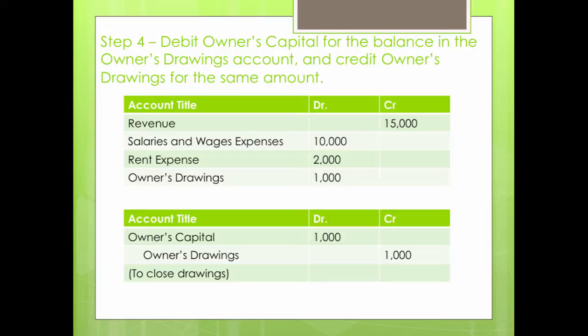The final step, or the last step, is to debit owner's capital for the balance in the owner's drawing account and credit owner's drawing for the same amount. So the balance in the owner's drawing account is $1,000. So we debit owner's capital for $1,000, and then we credit owner's drawings for the same amount, so $1,000. And lastly, we add a description for that transaction, which in this case is to close drawings.